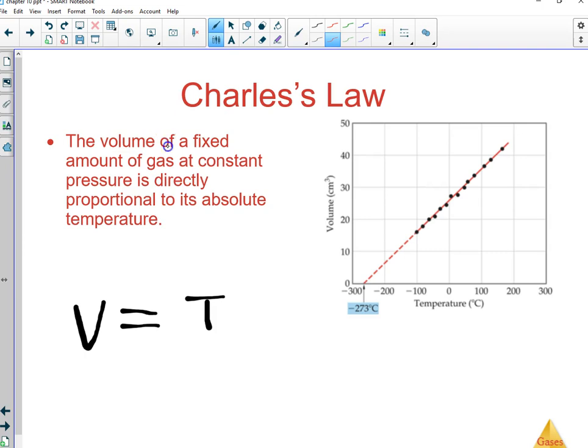Charles discovered that the volume of a fixed amount of gas at constant pressure is directly proportional to its temperature. So this would be why your balloons, if you lock them in your car in the summer, can pop, because the pressure is still 1 atm, but the temperature gets hot, so the balloon has to get bigger, and that can sometimes make it pop. So as temperature goes up, so does volume. We call that a direct relationship, and on a graph, the arrow would point up.